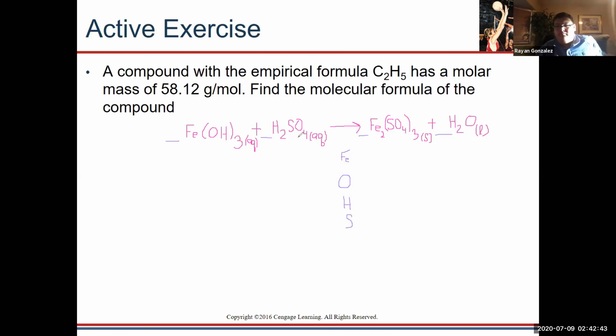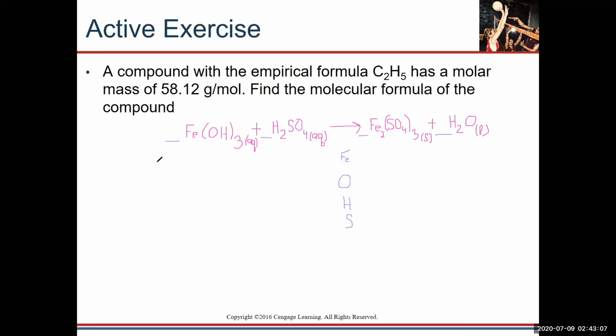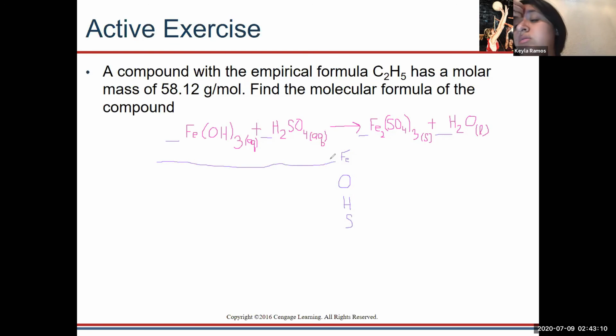Okay, so what is an element that is in only one compound on each side of the arrow? Would it be the oxygen and the sulfur? The iron. Iron, right? So iron would be the one I start off with, because iron is only here and iron is only here. Oxygen, on the other hand, is here, here, here, and here.